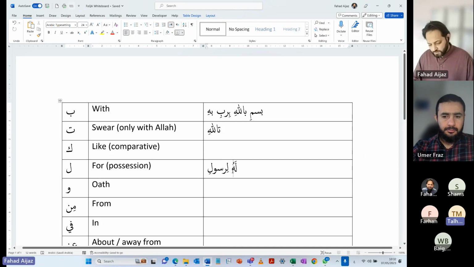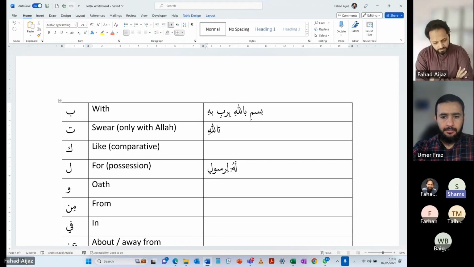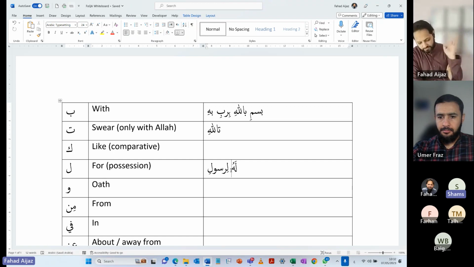One more question, Fahad bhai. When we say Allah Ta'ala, is that Ta this word or no? That's separate. Ta'ala is a completely different word. Okay, fine.